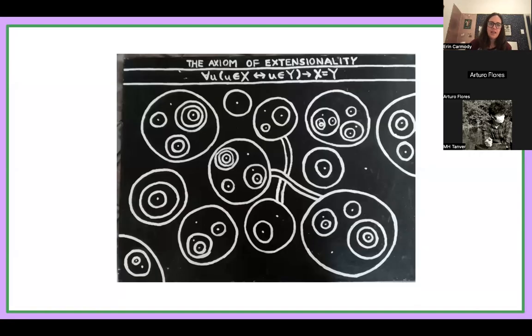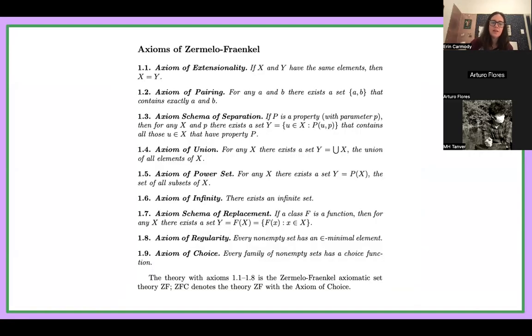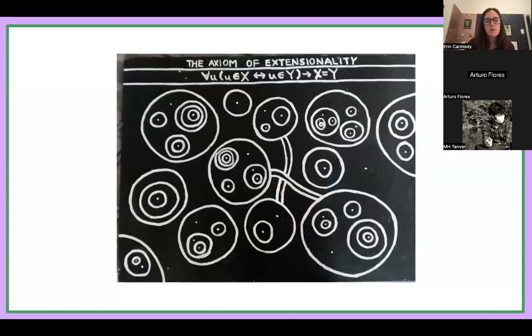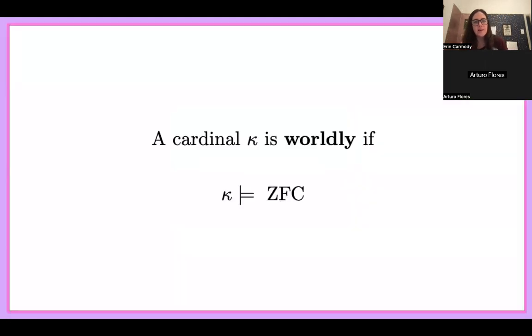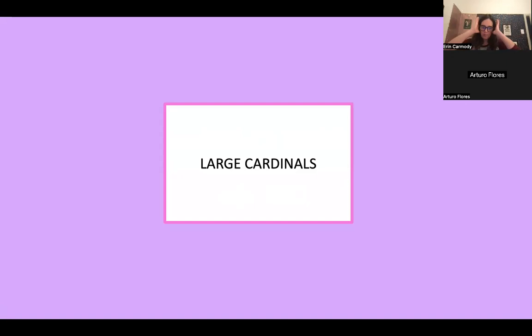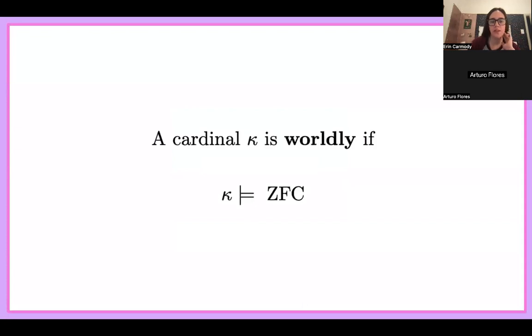Okay, so large cardinals. I didn't mention Gödel's incompleteness theorem, but Gödel showed that with these axioms, we can't prove the consistency of mathematics. Large cardinals are connected to that because large cardinals are so big that they are models of these axioms. A cardinal kappa is worldly if kappa is a model of ZFC, if it's like its own universe, or if it satisfies all those axioms that I just stated. Because of Gödel's incompleteness theorem, we can't prove that these large cardinals exist, because if we prove they exist, then we can prove the consistency of the axioms, which we can't prove.